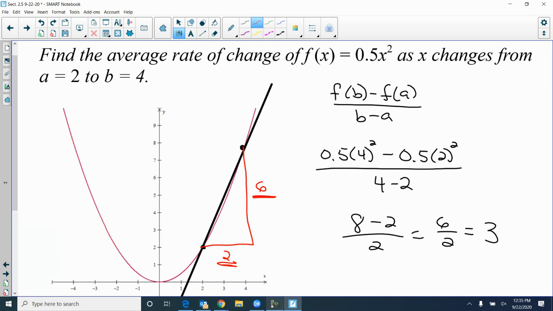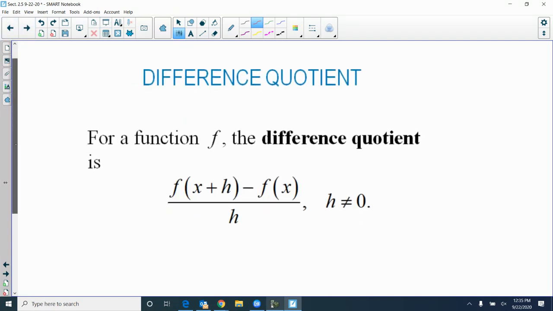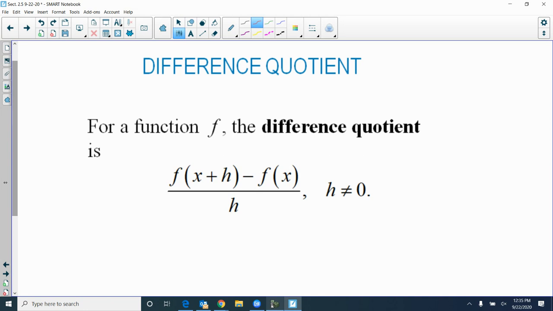All right, last thing we need to cover is called the difference quotient. Whoops, hold on. I think I missed one. Right there. There it is. Need that.